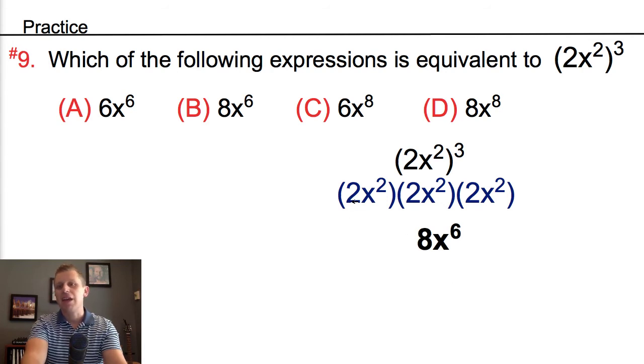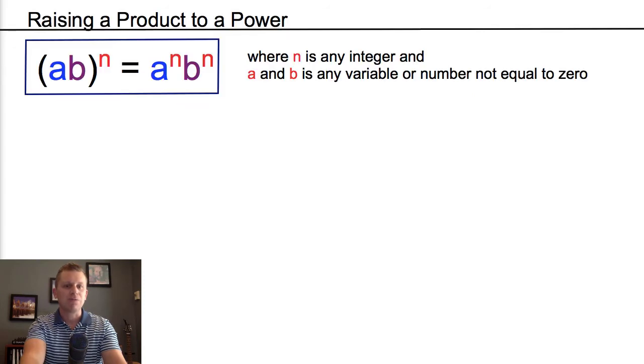Remember that the 8 came from 2 times 2 times 2, and then I added the exponents because I was taking a product. Now there's actually an easier way to do this problem, which talks about what you do when you have a product and you take it to a power. Let's look at that rule. This rule talks about what happens when you take a product to a power.